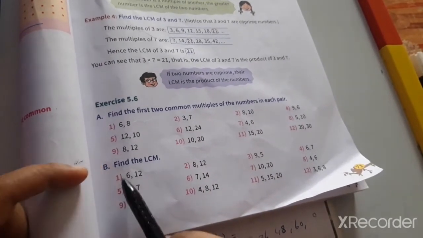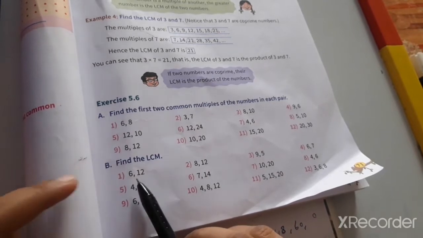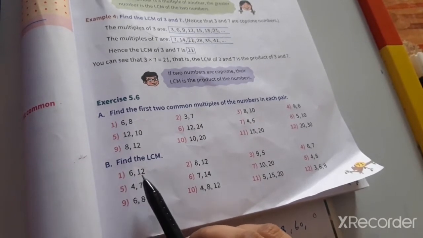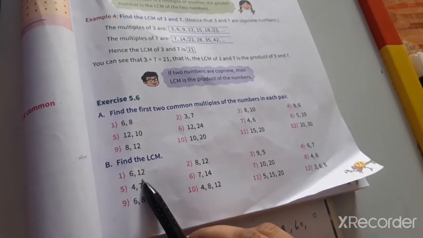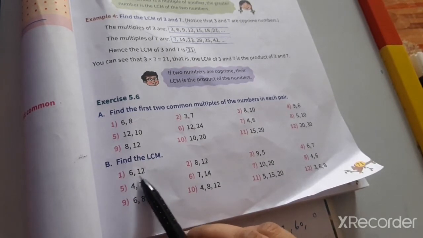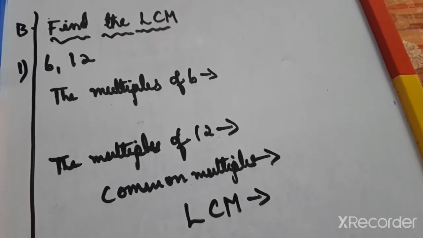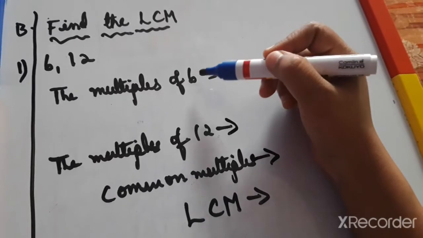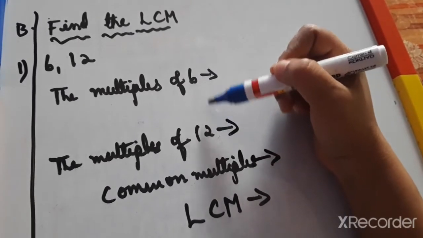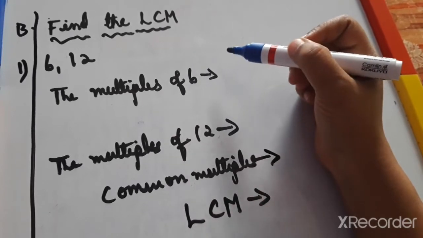Now second main, B1. Find the LCM. LCM of 6 and 12. With the help of factors of 6 and 12 we can find the LCM or HCF, or with the help of multiples of 6 and 12 we can find the LCM. By finding multiples of particular numbers we can find the LCM. By finding the factors also we can find the LCM, or with the prime factors division method also we can find the LCM.